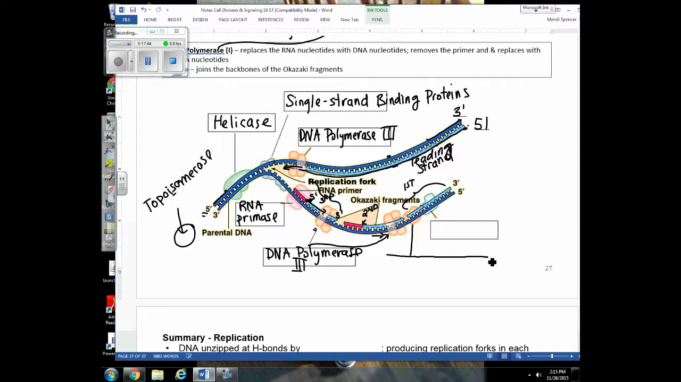And I should add a box for this one right here. I'm going to add a box because there was a primer there and it's now been taken off. So there's no red there anymore. It's been replaced with those DNA nucleotides. So this is that other DNA polymerase molecule that I mentioned. This is one. It's taking off those RNA nucleotides and replacing them with those DNA nucleotides.